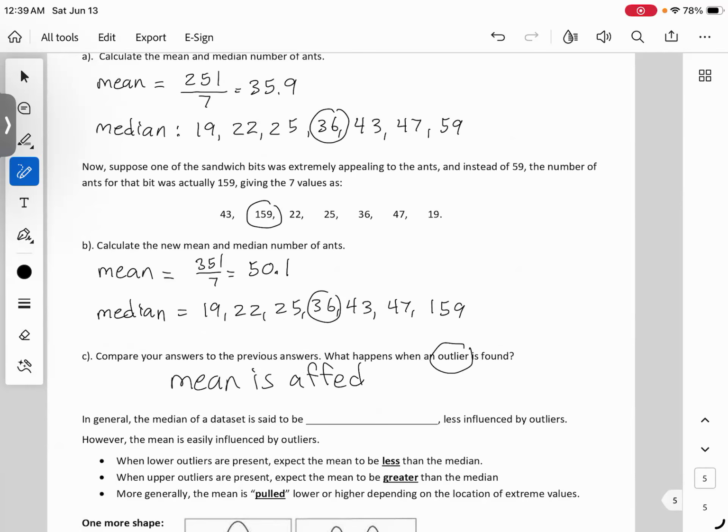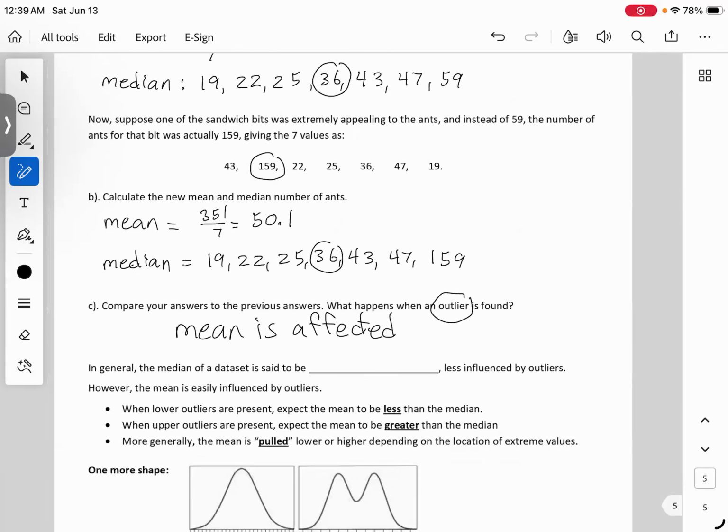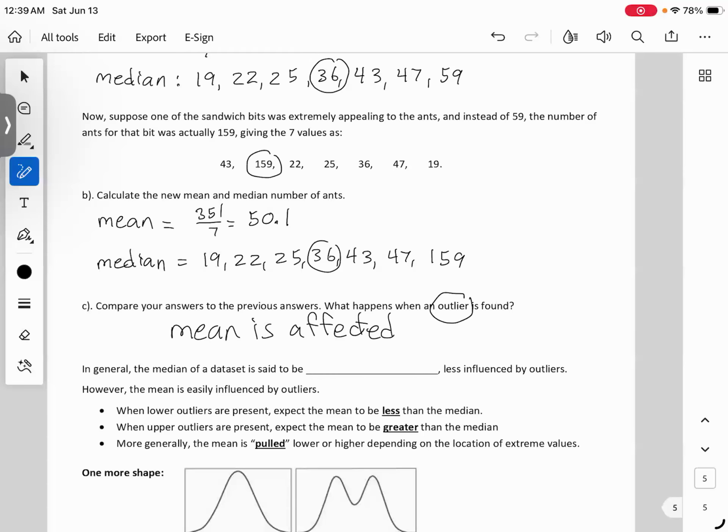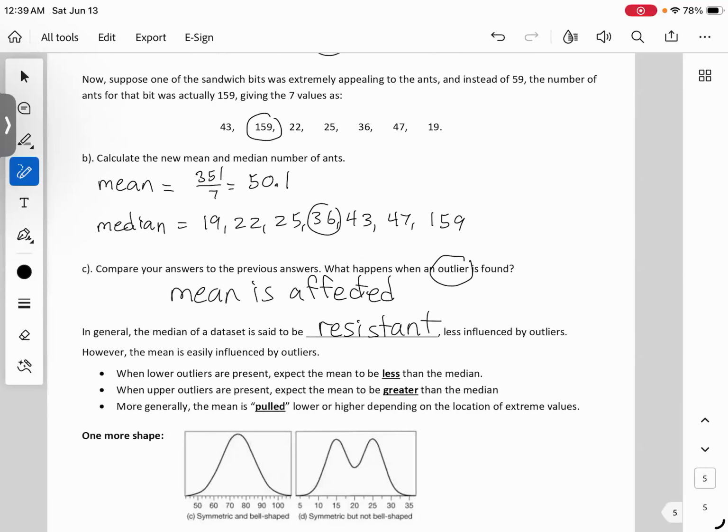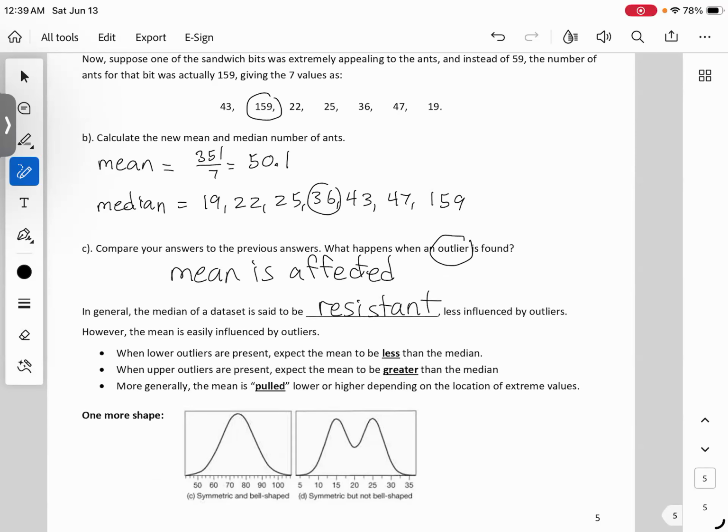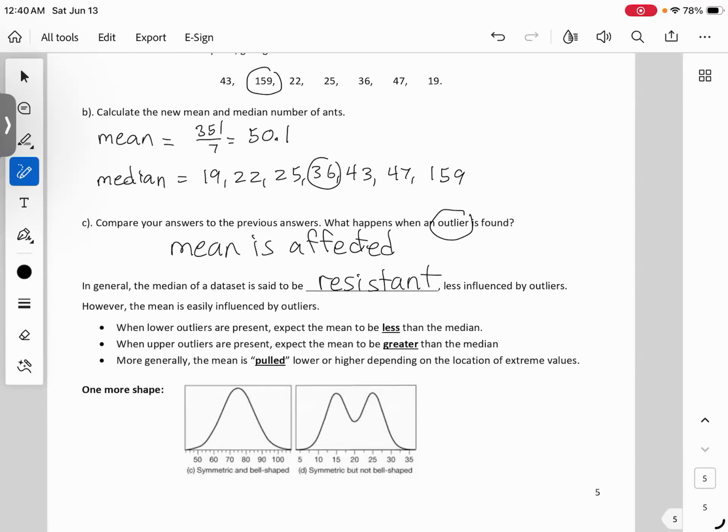But one thing they'll say about the median in regards to outliers is that it's considered to be resistant. Just as we saw in the illustration, the median was 36, and even with the outlier, it was still 36. There will be true false questions on the test, and one of those tends to be: which do outliers pull, the mean or the median? It's the mean.